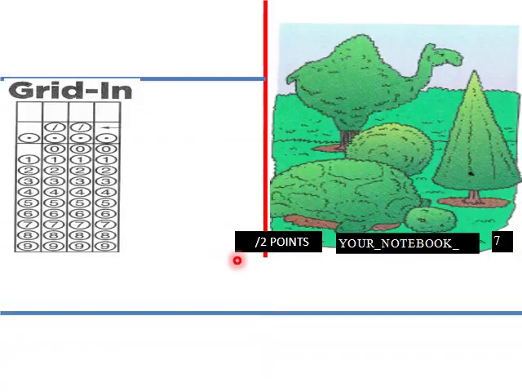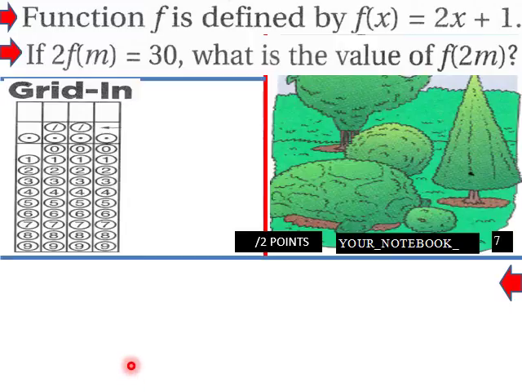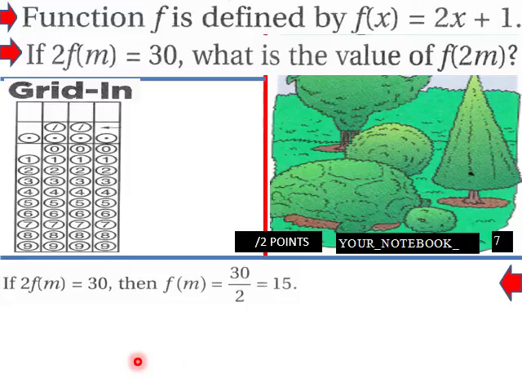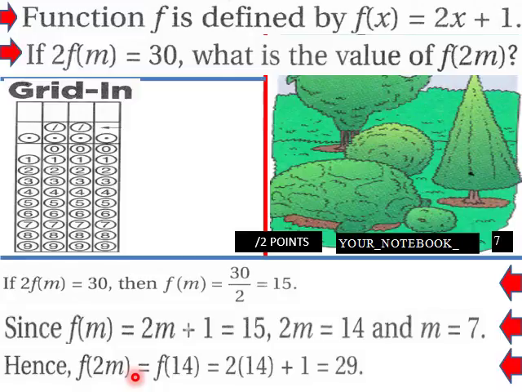So grid in now. We're going to grid in a solution from one of these function problems. Function f is defined by that. If 2f of m equals 30, what is the value of f of 2m? If 2f of m equals 30, then f of m equals 30 over 2 equals 15. Since f of m equals 2m plus 1 equals 15, 2m equals 14, and m equals 7 would be the way that you would figure that. Hence, f of 2m equals f of 14, which equals 29.